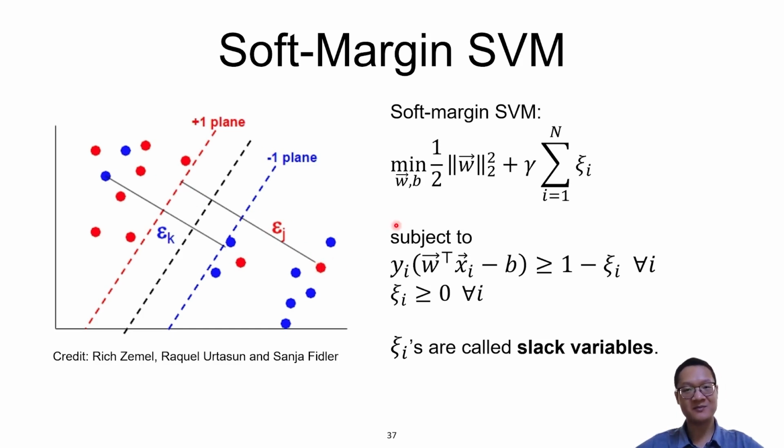So the optimization problem becomes: minimize 1/2 the squared 2-norm of w, plus a hyperparameter gamma times the sum of all of these violations. These violation variables, the ξi's, are called slack variables. And now we're subject to yi times (w transpose xi minus b) greater than or equal to 1.